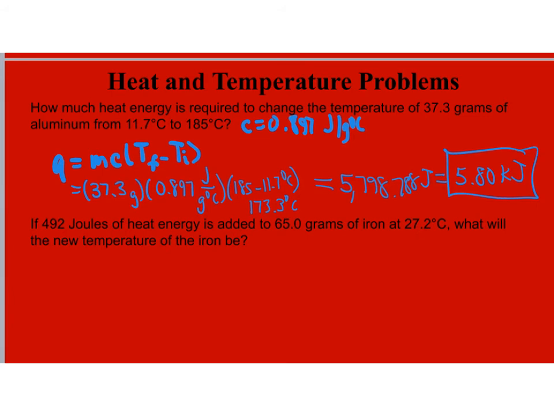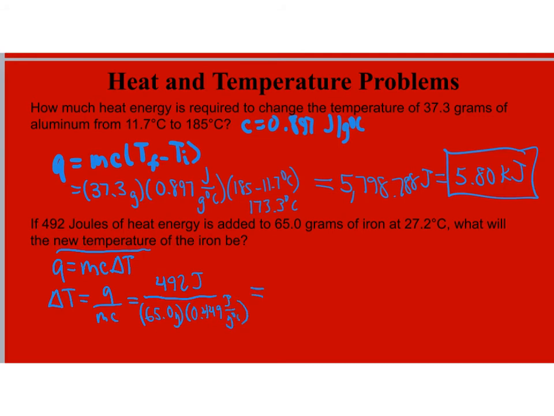And then this last one says: if 492 joules of heat energy is added to 65.0 grams of iron at 27.2 degrees C, what will the new temperature of the iron be? This is a little bit more challenging because it's 2 steps. We have Q equals mc delta T, but we're not solving for Q, we're solving for delta T here because we want the new temperature. So if Q equals mc delta T, then rearranging the formula, delta T is Q over mc. I have 492 joules over 65.0 grams, and I looked up the specific heat of iron. It's 0.449 joules per gram degrees C.